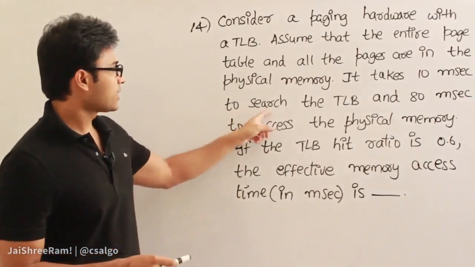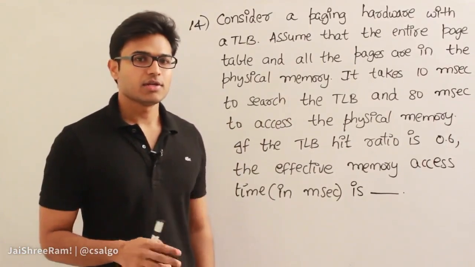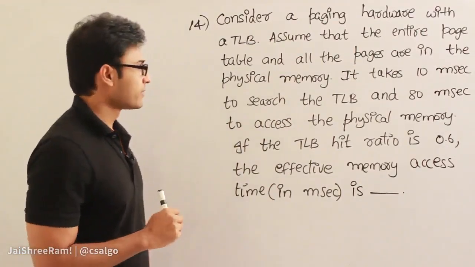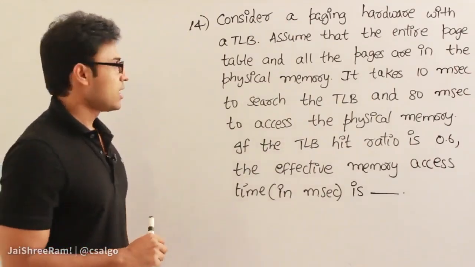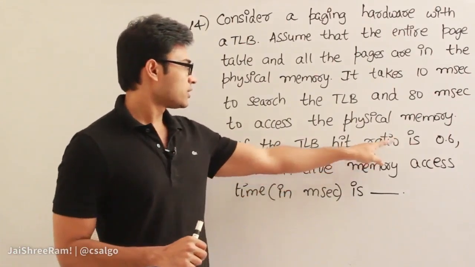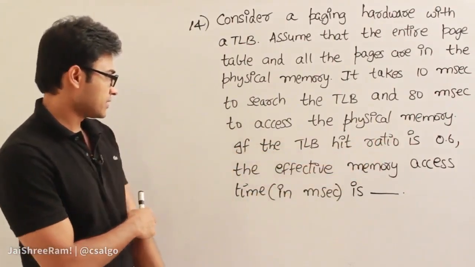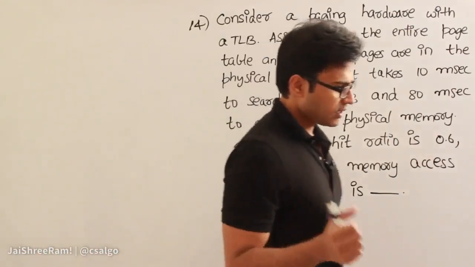And then they are saying that it takes 10 milliseconds to search the TLB. So why do we search the TLB? For the page table entry. And 80 milliseconds to access the physical memory, right? And then if the TLB hit ratio is 0.6, then they are just asking for the effective memory access time.